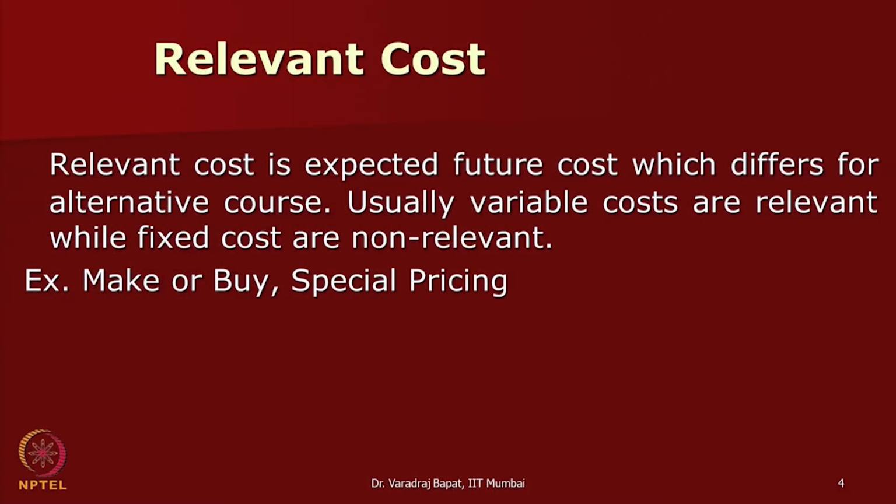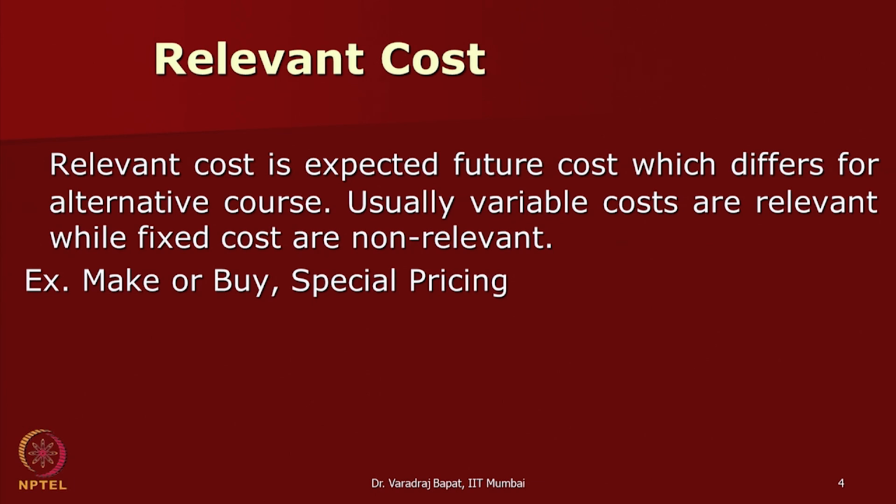So relevant cost depends on the decision which we want to take, because as per decision, what cost is relevant needs to be considered. This is the expected future cost which differs with alternative course. Normally variable costs are relevant and fixed costs are not relevant. Of course I have said normally or usually, it may not be every time.